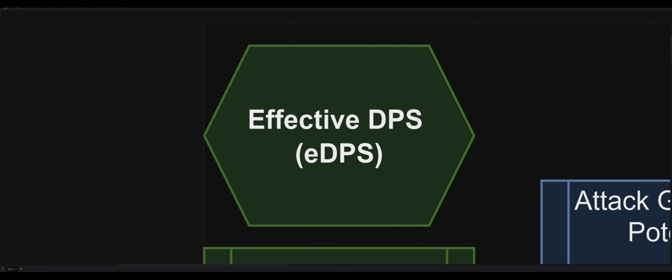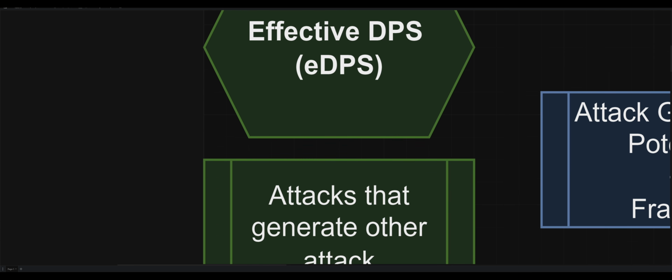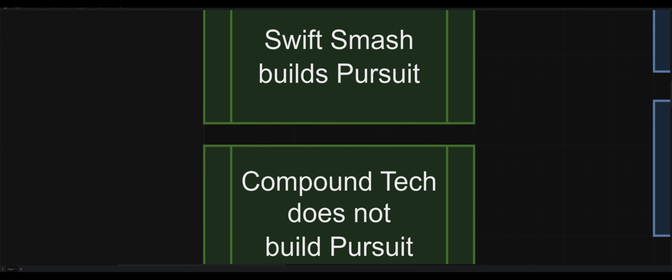So what is effective DPS? Effective DPS focuses on attacks that generate other attacks. So for example, Swift Smash builds Element Pursuit, while Compound Techniques does not build Element Pursuit, though Compound Techniques can build Photon Blast, and you technically could do the math there, though it's not worth it.